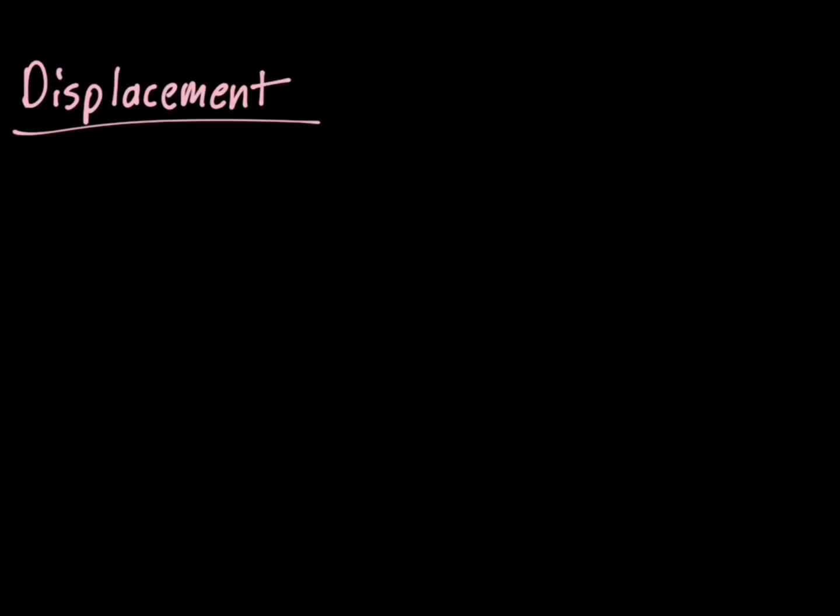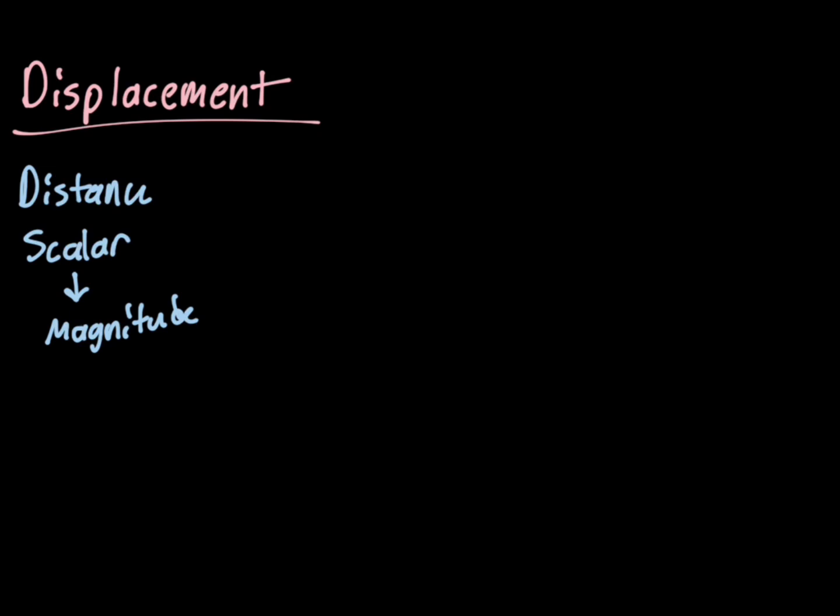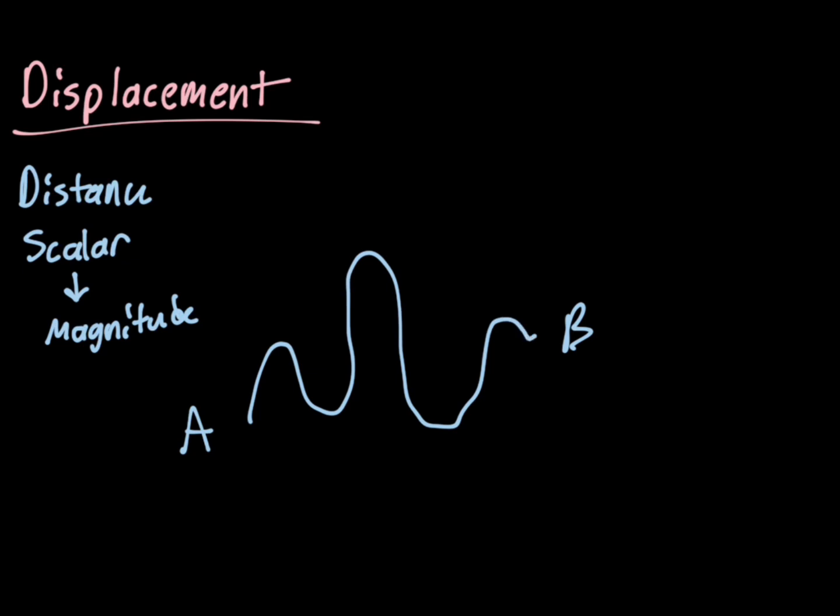So the first thing we have to do when defining motion is determine the change in position, and we have two ways of doing so. The first way is distance. Distance is a scalar, and that means that it doesn't have a direction, it just has a magnitude. For example, if we had a path from A to B, and it took this crazy path, all that matters is the length of the path from point A to point B. So the direction does not matter.